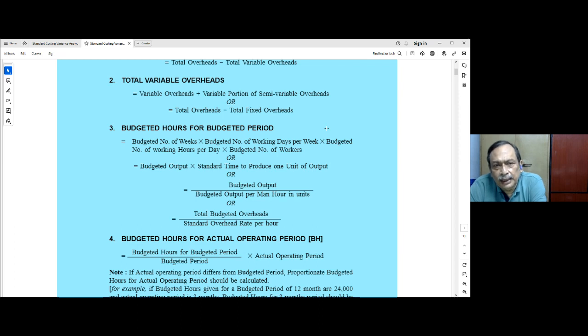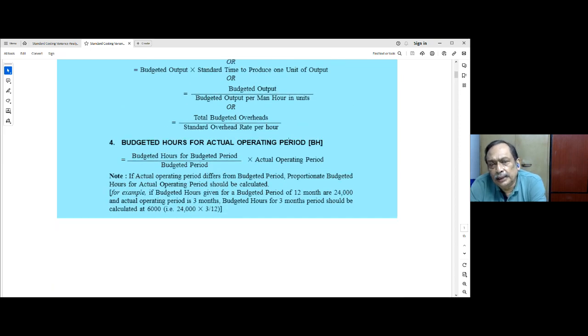Then budgeted hours for budgeted period, we may calculate as budgeted number of weeks into budgeted number of working days per week multiplied by budgeted number of working hours per day into budgeted number of workers. That is one calculation. Or it may be budgeted output into standard time to produce 1 unit of output, or budgeted output divided by budgeted output per man hour in units. Or it may be total budgeted overhead divided by standard overhead rate per hour.